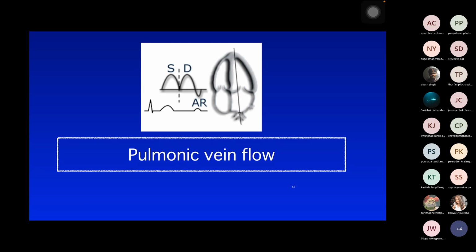Okay, the next one is pulmonary venous flow. You see the pulmonary vein is connected to the left atrium. So if you want to evaluate the diastolic function, we can evaluate the flow from the pulmonary vein, that it can represent the LA pressure in some situations.